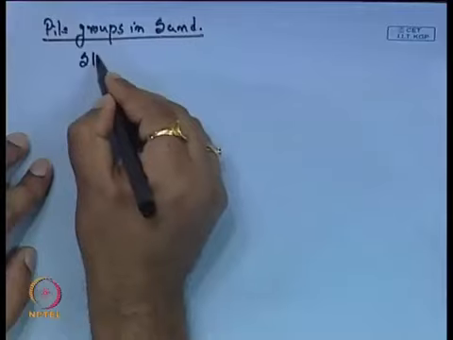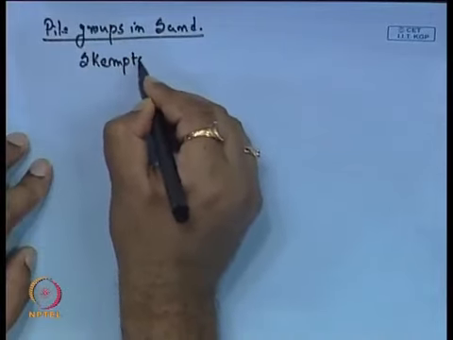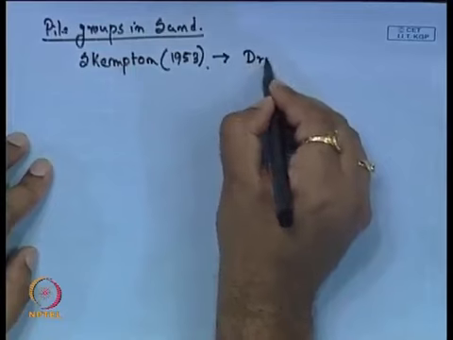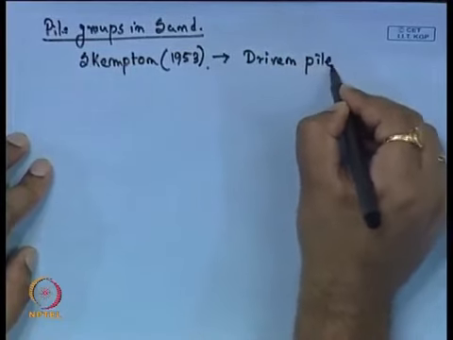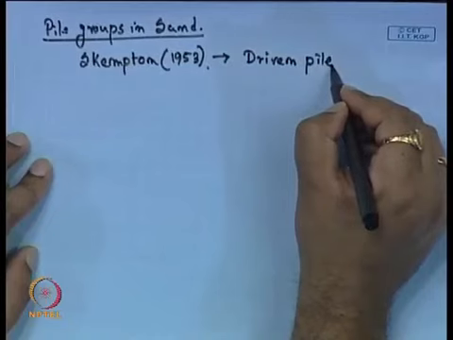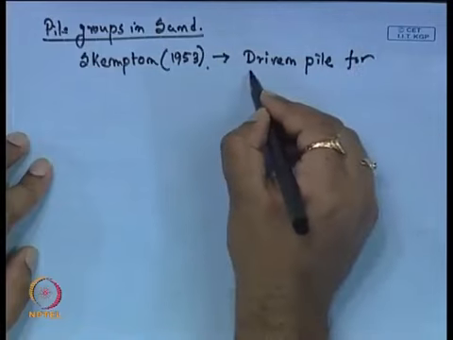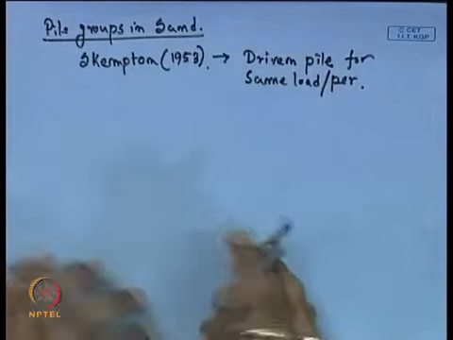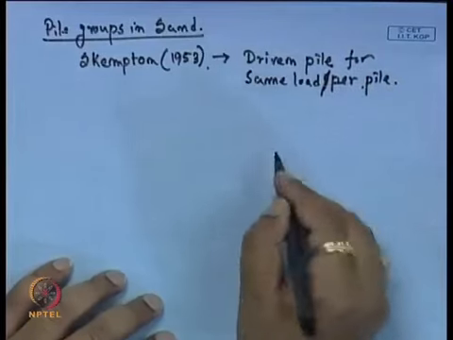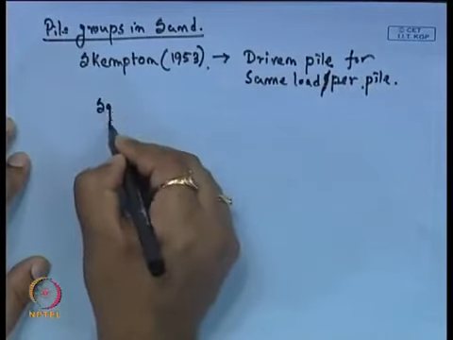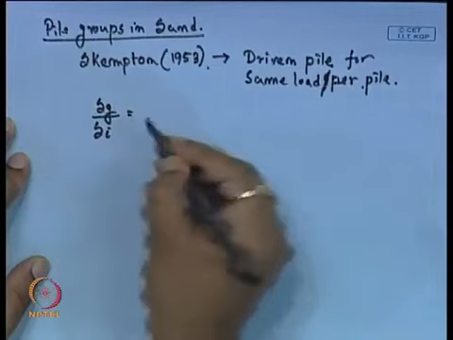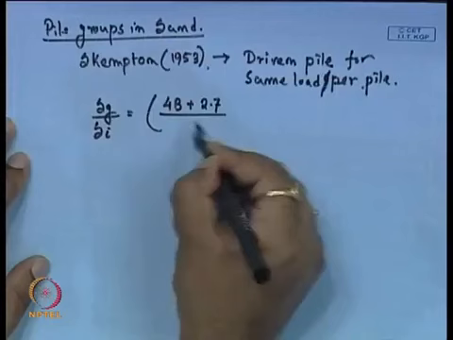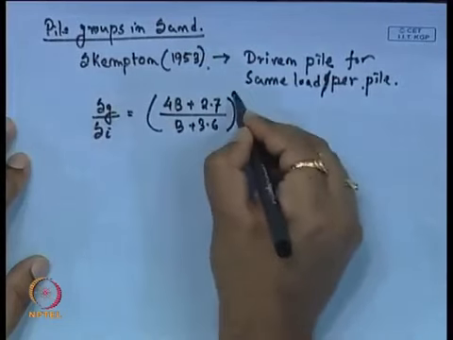Now, Skempton (1953) suggested that for driven piles, for the same load per pile, that means all the piles are taking the same load, in that case, SG, the settlement for the group, divided by the individual settlement is equal to (4B + 2.7) divided by (B + 3.6), whole squared.